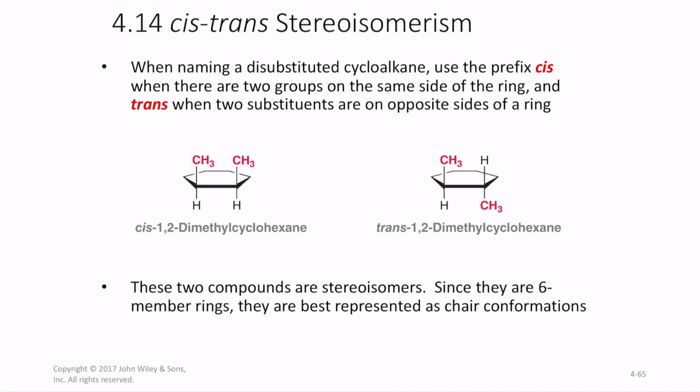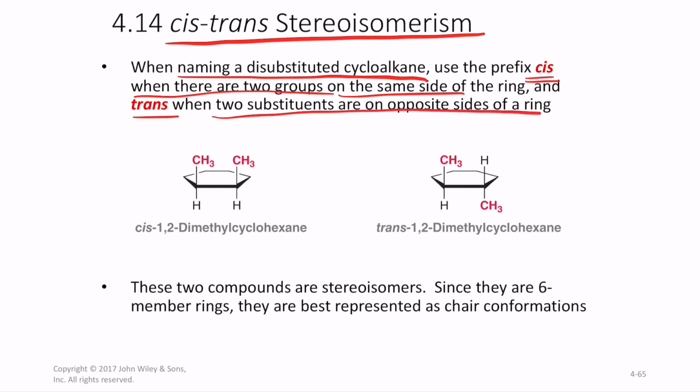So next, let's talk about cis-trans isomerism. When naming a disubstituted cycloalkane, we use the prefix cis when you have two groups on the same side of the ring, and trans when the two substituents are on opposite sides of the ring. So if this is the ring structure, if CH3s are on the top, we call it cis structure, and if both of them are on opposite sides, we call this the trans structure.